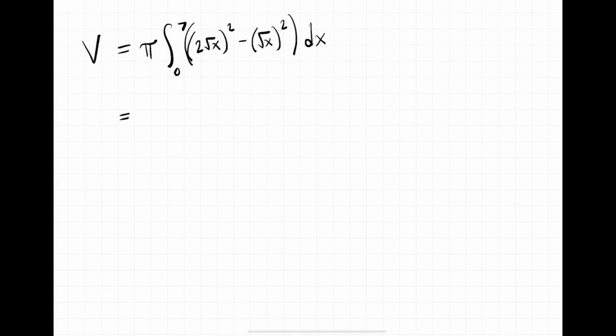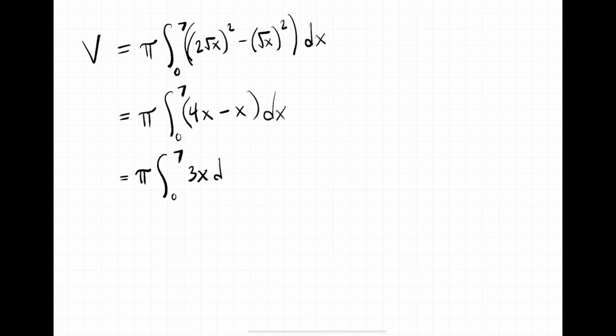Our volume is going to equal, again, we want to do some algebra and simplify our integrand before we do anything else. We've got pi times the integral from 0 to 7 of 2 root x squared. We're going to square the 2, that gives us 4. Root x squared, well, the square root of x squared is just x. Minus, well, root x squared again, that's just x times dx. Gosh, this is just an easy integral right here. That equals pi times the integral from 0 to 7 of, well, 4x minus x is 3x dx. So very simple. We've got pi times 3x squared over 2, going from 0 to 7.